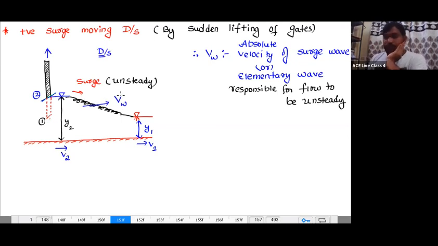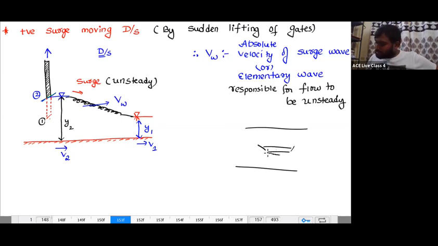As simple as that. If I remove the velocity of these waves, see, it's simple: when you go in a river by means of some boat, next to that boat, you can see some waves are going to travel, or not? If this is a boat, next to that you can see some waves are going to be formed. And these waves are nothing but the surge waves. Those are going to travel along the flow, right? So they are going to travel with some velocity, and that velocity is known as the surge velocity.